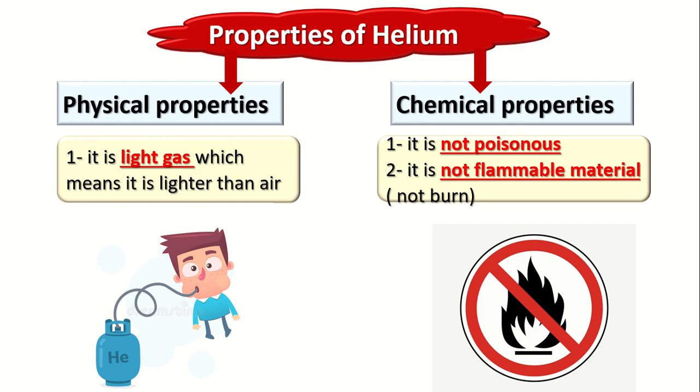What are the physical properties of helium? Let's talk about the mass of helium. Helium is a very light gas. That means that it is lighter than the air. What's the meaning of that?